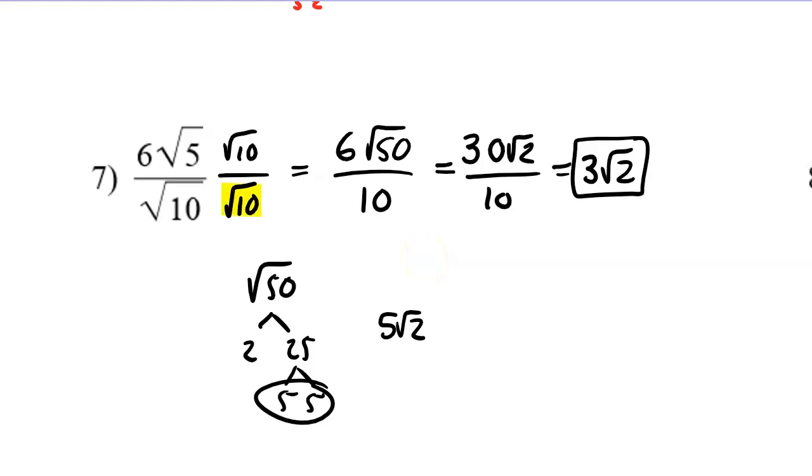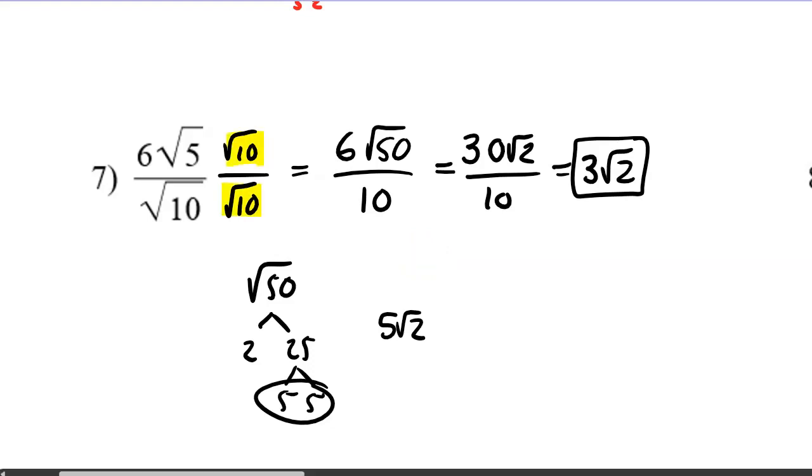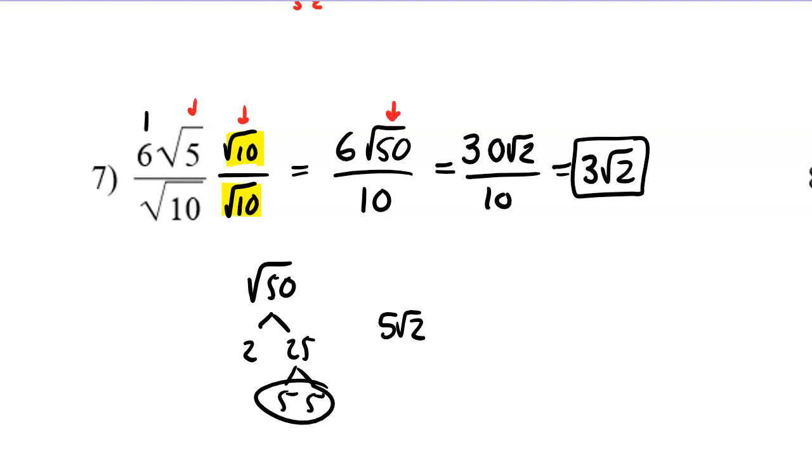First step, multiply by that root 10 over root 10. Just like the last question, 2 radicals, those multiply to get the 50. The 6 doesn't multiply with anything. Root 10 times root 10 is 10 at the bottom. So now there are 2 things that we have to do here.